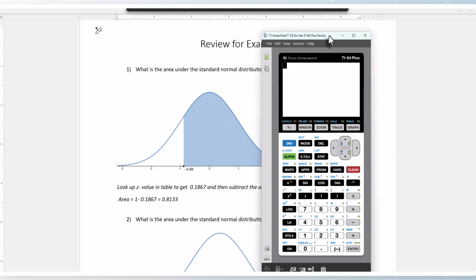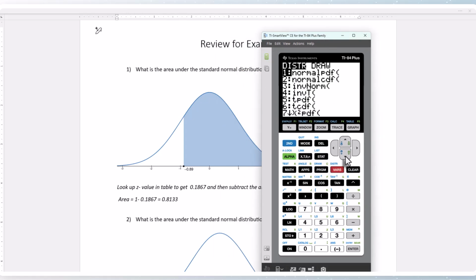To work this out in the calculator, we press second vars, go to number 2. Since we're going to the right, we type negative 0.89 for the lower value. The upper value is the maximum value the calculator can handle, 10 to the 99. Leave the mean as 0, standard deviation as 1. Select paste, select enter, and we get the same value, 0.8133.